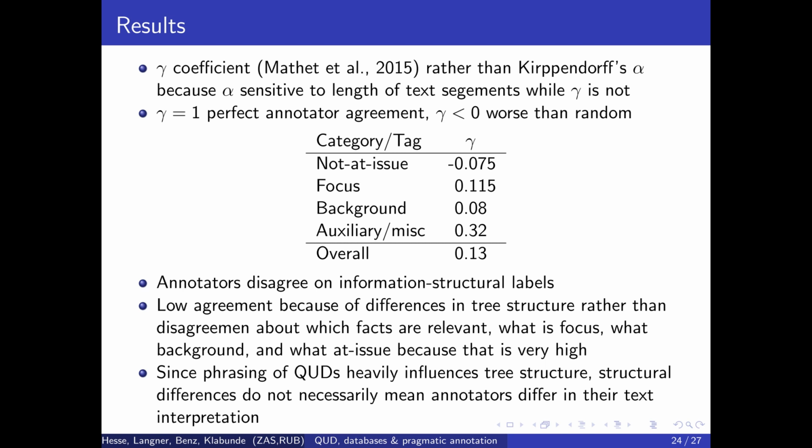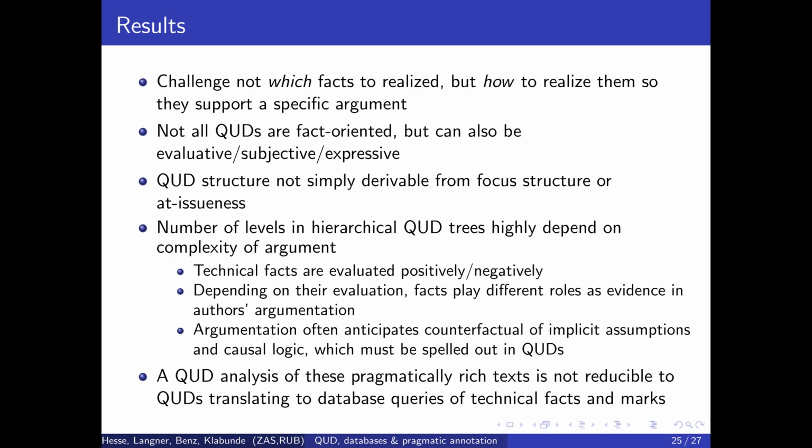So annotators agree what is in focus and what is not, what is background, what is not, and what is at issue. But since the phrasing of QEDs heavily influences tree structure, structural differences do not necessarily mean annotators differ in their text interpretation. So the challenge is not to decide which facts should be realized, it's actually to determine how to realize them so that they support a specific argument.